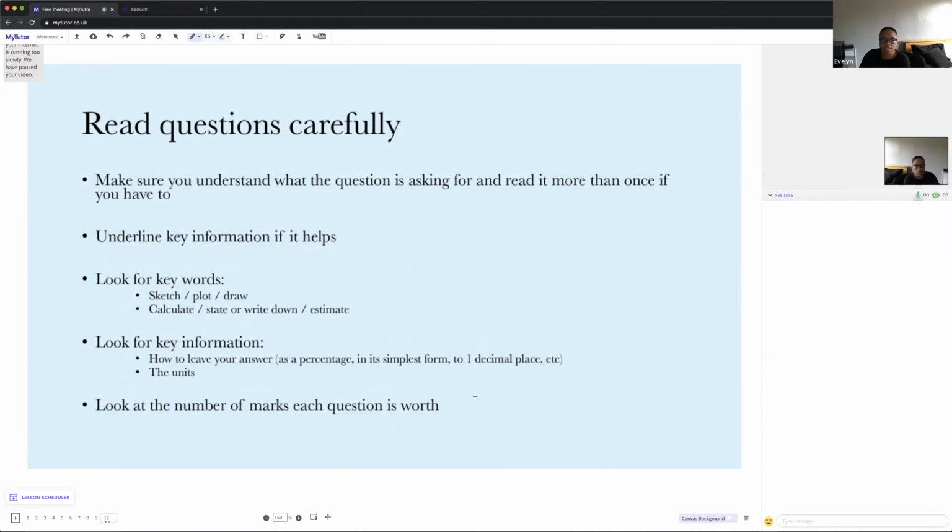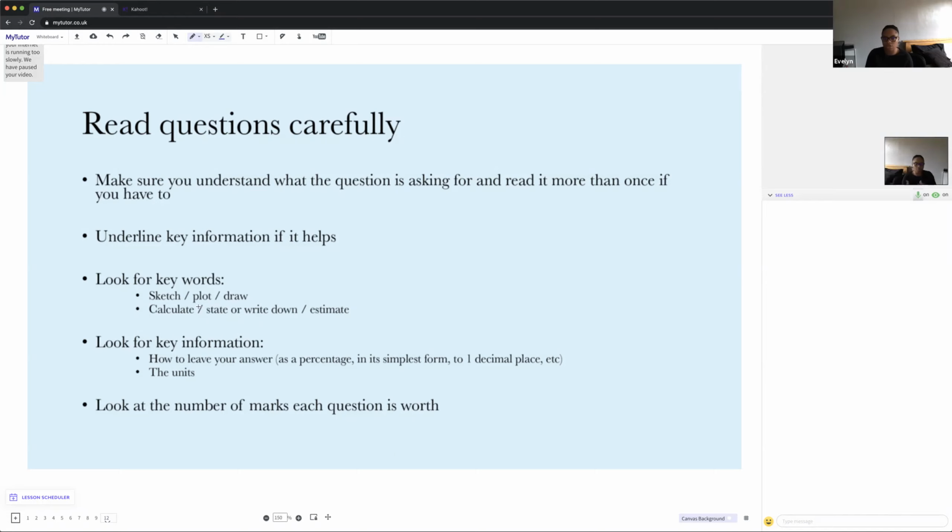Now, command words include things like sketch, plot, draw. Those are all different. They mean different things. Sketch means it doesn't have to be accurate. You just have to put the important coordinates, like where it crosses the x-axis, where it crosses the y-axis. Plot means an accurate plot, and draw means you have to draw it accurately using the grid that they give you.